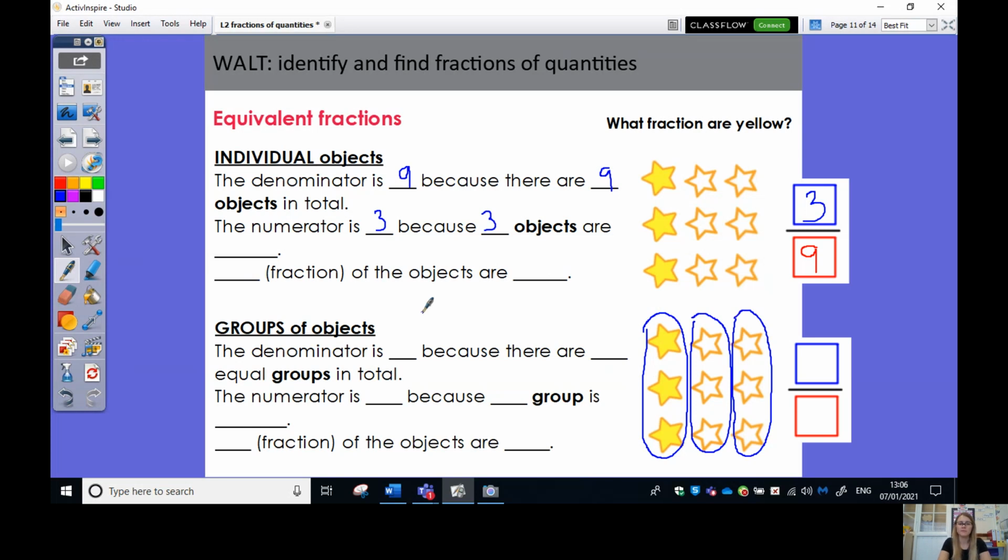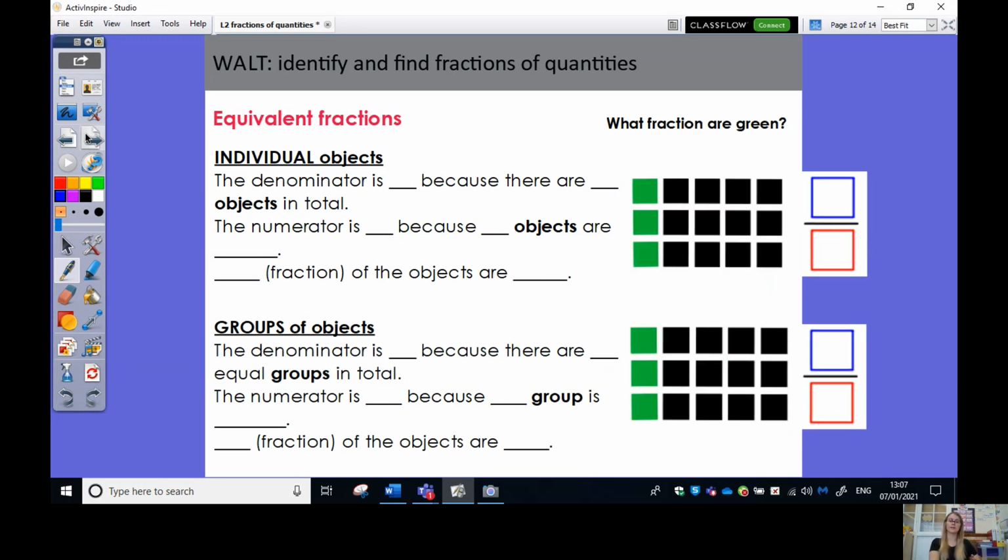Okay, so this time it's slightly different. The denominator is going to be 1, 2, 3, because there are 3 equal groups in total. So I'm going to pop that in my denominator, 3. The numerator is going to be 1, because one group has the yellow stars in. One group is yellow. So 1 out of 3 groups are yellow. And they're all equal, so I know that is correct.